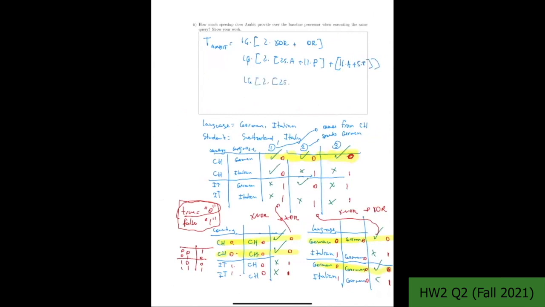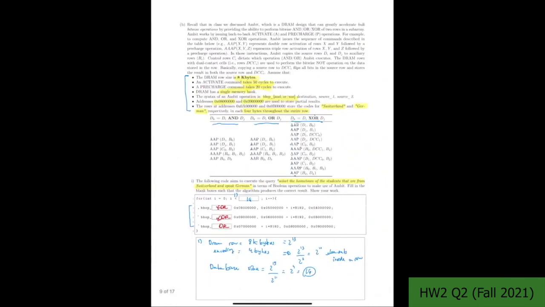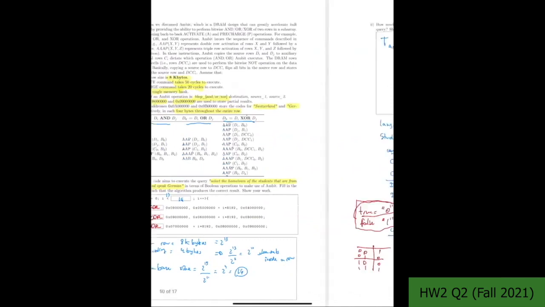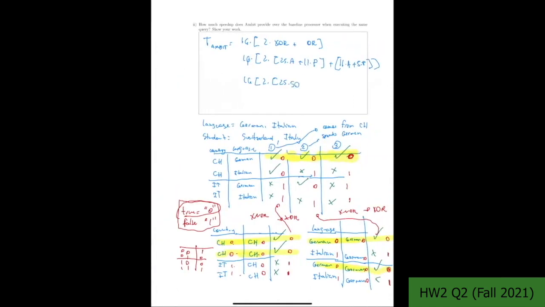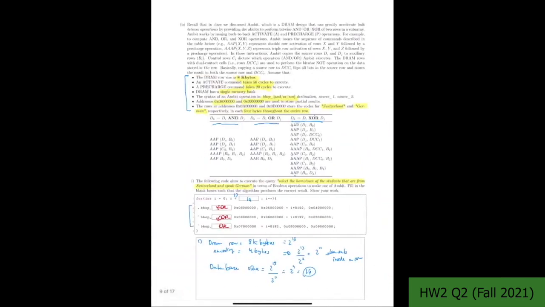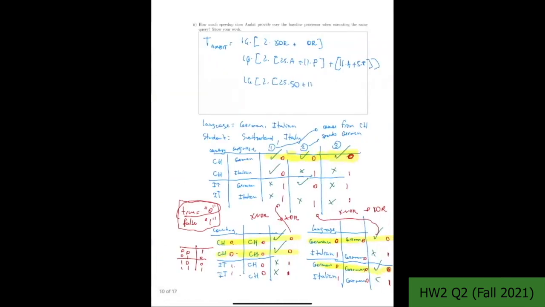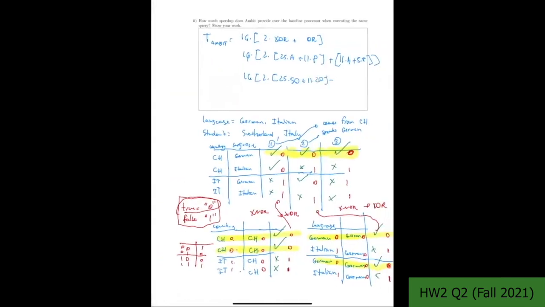The time for A is equal to 50 cycles plus the time of a P is 20 cycles plus 50 times 11 plus 5 times 3.